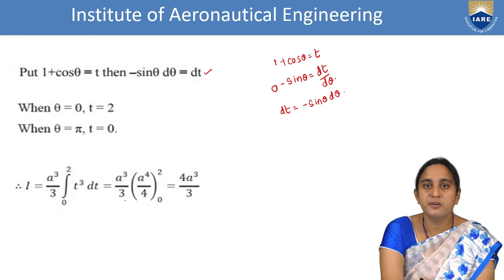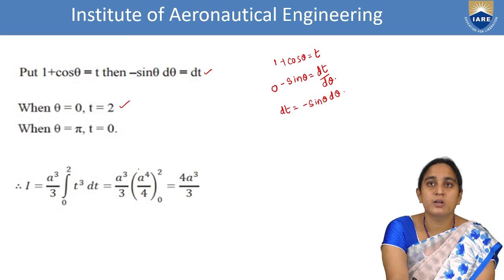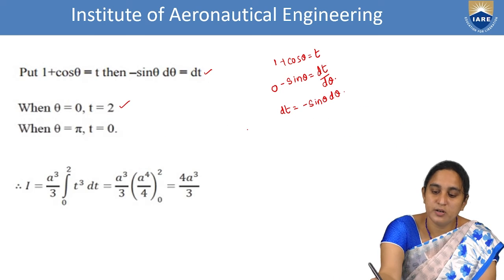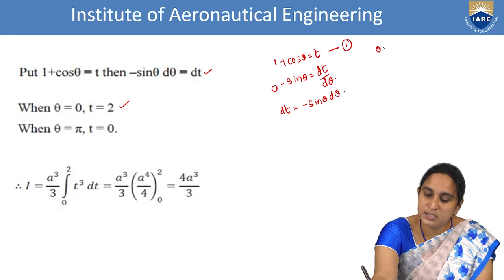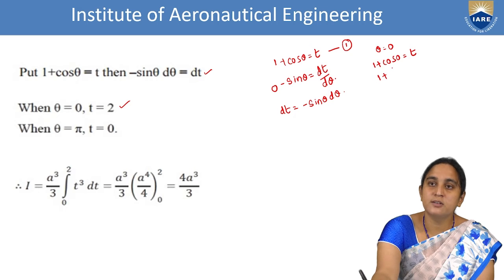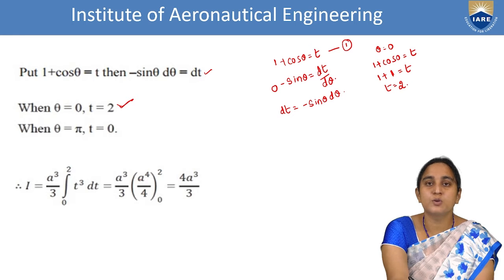Now that I'm converting each term into t, I'll convert the limit points into t as well. What is the lower limit for theta? It is 0. Taking this as the first equation, I substitute theta equal to 0: 1 plus cos 0 is equal to t. The value of cos 0 is 1, so 1 plus 1 is equal to t. Therefore t is equal to 2. So when theta is 0, what is t?